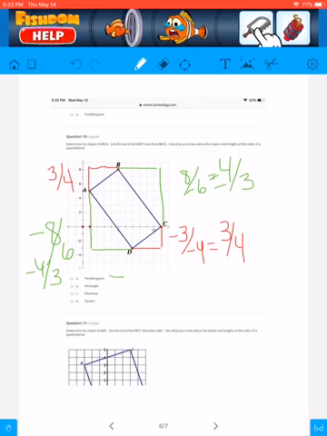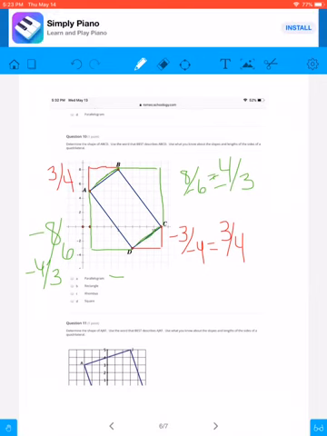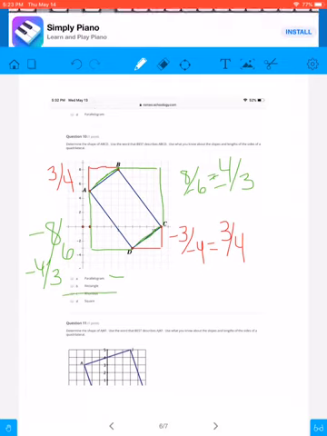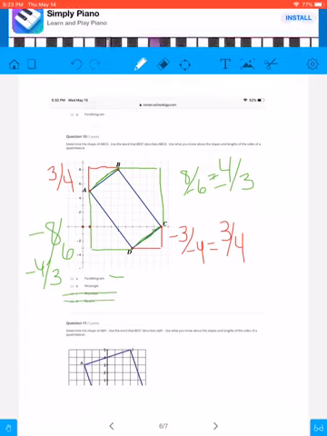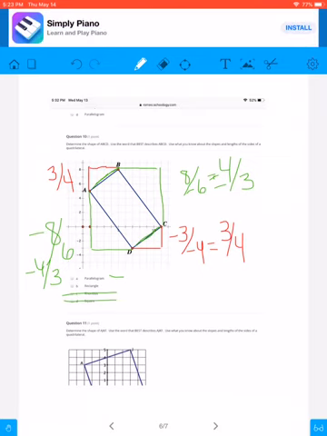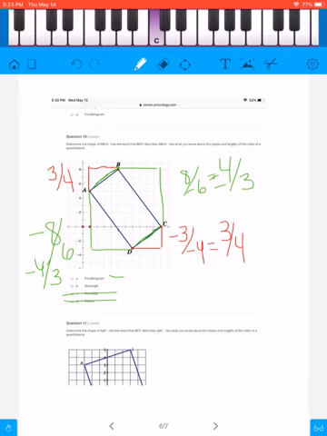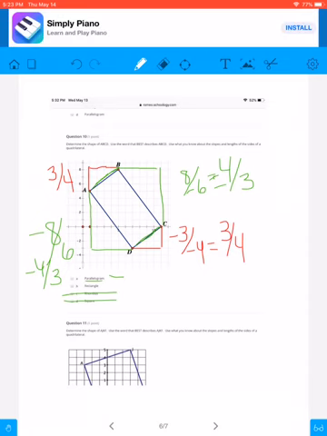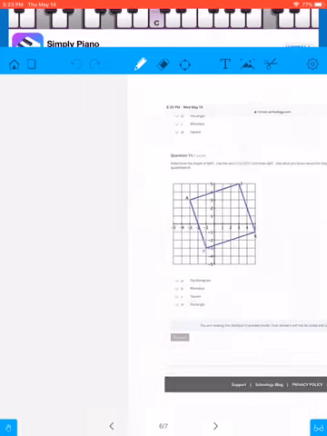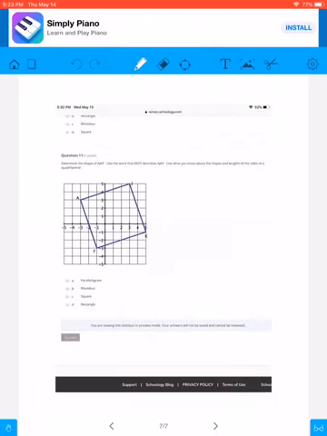You can tell by the side lengths, but if you did the distance formula, you would find that DC would equal AB and BC would equal AD. So it's definitely not a rhombus because the sides are not all equal, and it's not a square because the sides are not all equal. And if you look at the red and the green slopes, they are opposite reciprocal, so this one more specifically is a rectangle.